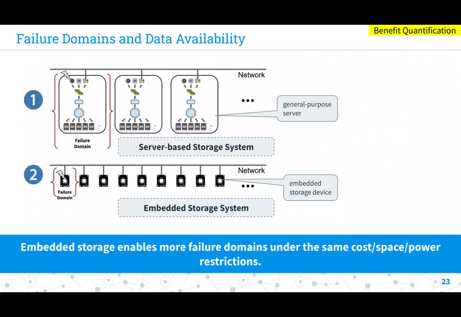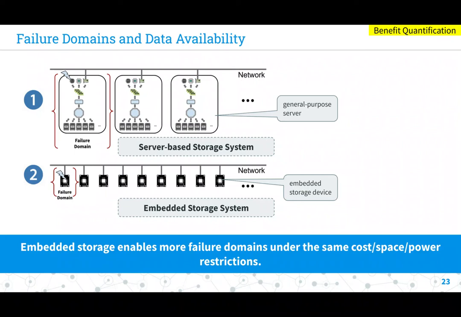In this work, we compare two different systems built with different building blocks. One system is the server-based storage system that is built with general purpose servers. The other system is called the embedded storage system, and it is built with embedded storage devices. Since each embedded storage device is simpler and cheaper than a general purpose server, it makes sense to have more nodes in the embedded storage system within the same cost, power, and space restriction.